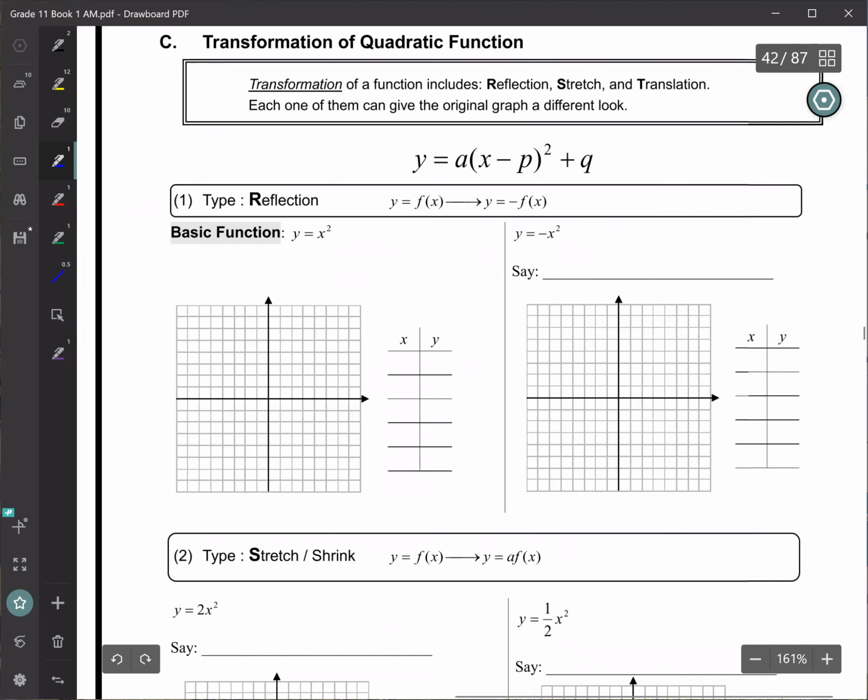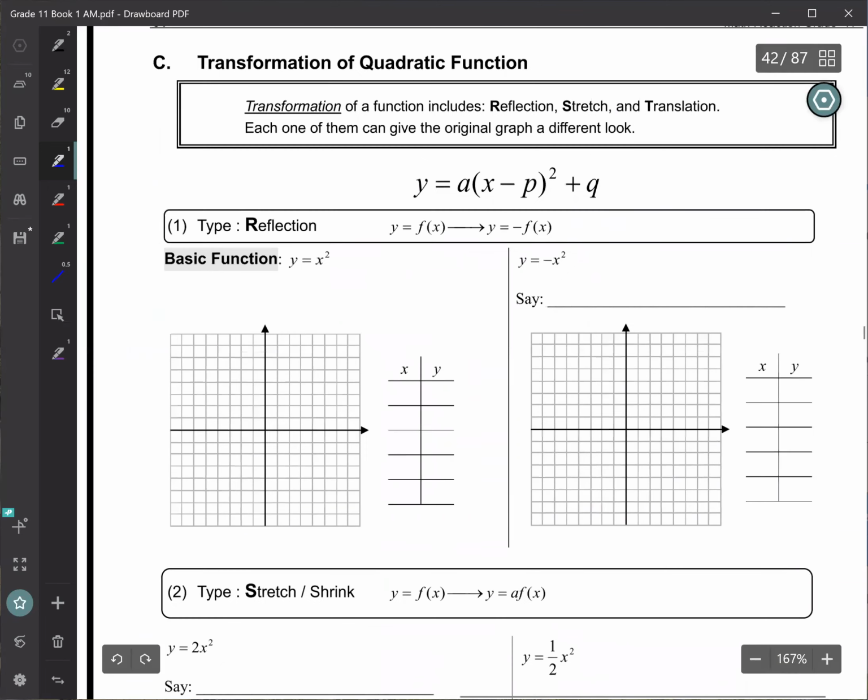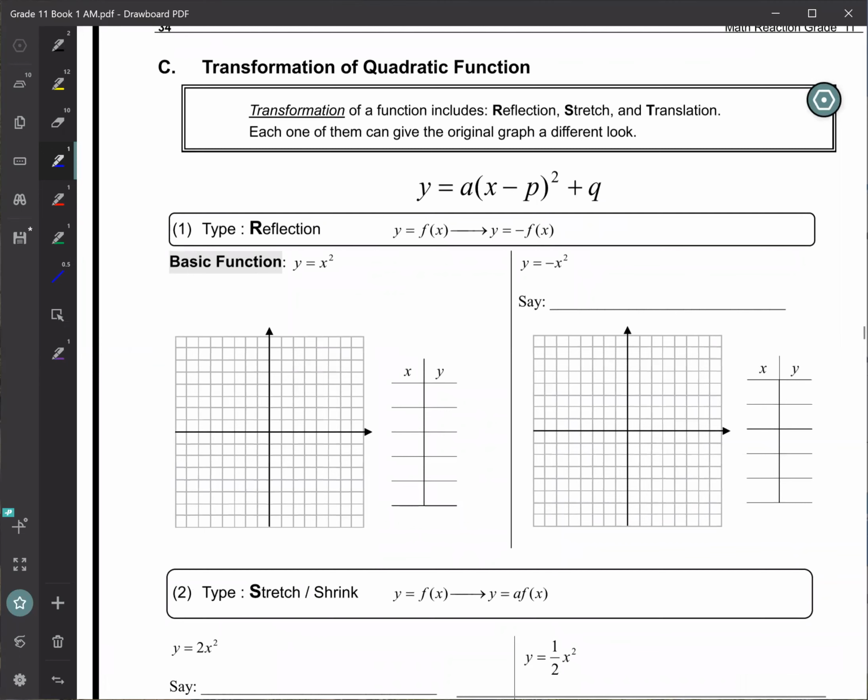Now we're gonna talk about the transformation. Transformation means you are changing the shape, changing the look of the graph, okay? So transformation of a function includes three things. One is the reflection, right? Stretch, and then translation. So all together is called the transformation. Okay, so each of them do different things.